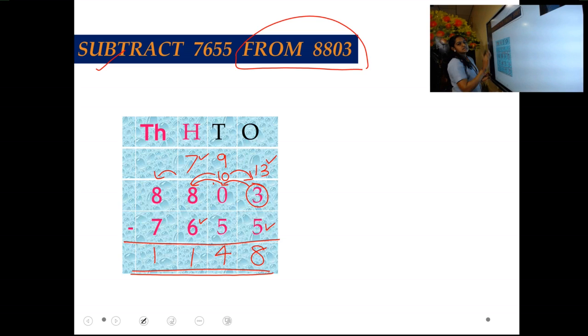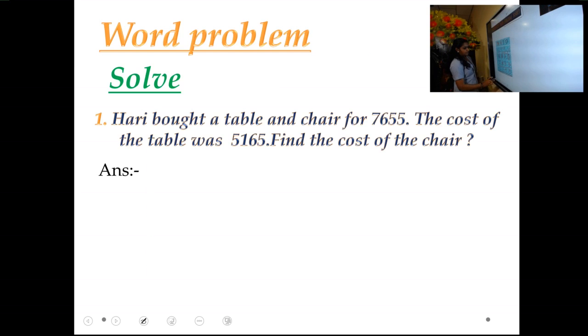So in the front question, you just have to carefully write down the number. After "from," you have to write down the number. In a subtraction question, the number that comes after "from" you have to write first. Okay.